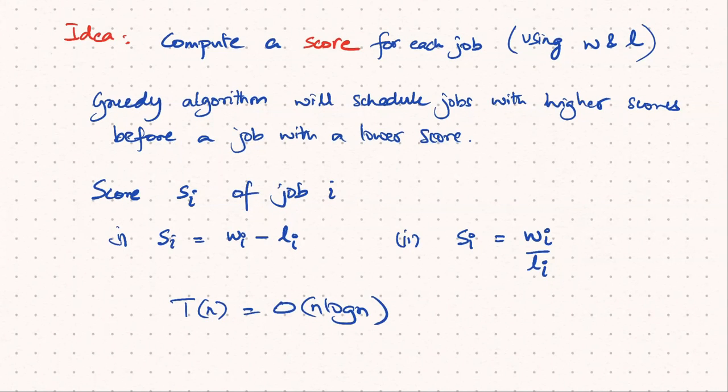So why is this actually correct? Why is it that the scheduling this particular greedy algorithm returns is the best possible scheduling? That is, why does it give you the scheduling which has the least possible weighted completion time? That's what we need to understand.